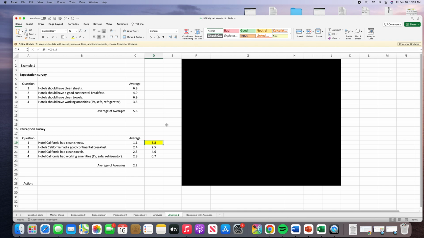Not necessarily here with the issues of working amenities, because look at that gap. It's very, very small in comparison to our clean sheets gap. So if we started with amenities, we would make a difference in these overall averages and we would close the gap somewhat. But our greatest gain towards closing the gap between what our customer expects and what they perceive that they received in terms of the service, our greatest gain is right here.